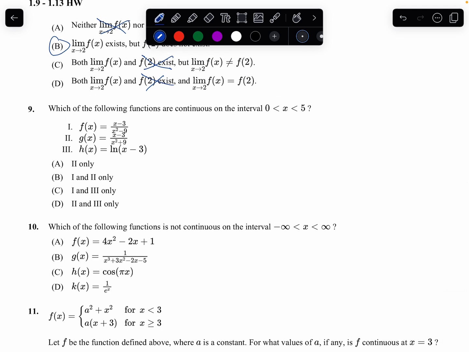Number 9. Which of the following functions are continuous on the interval from 0 to 5?